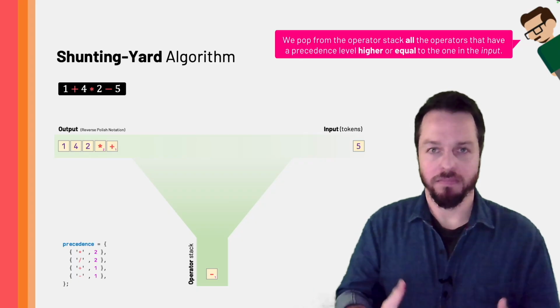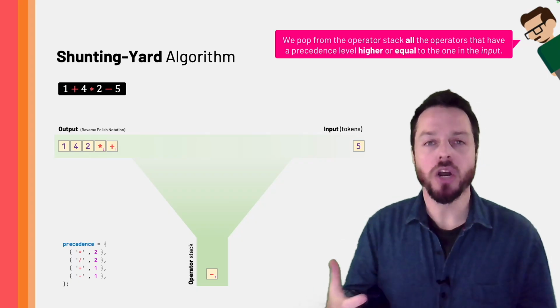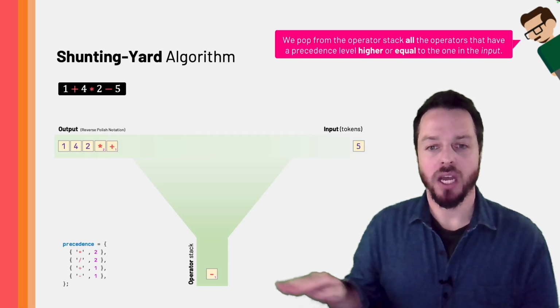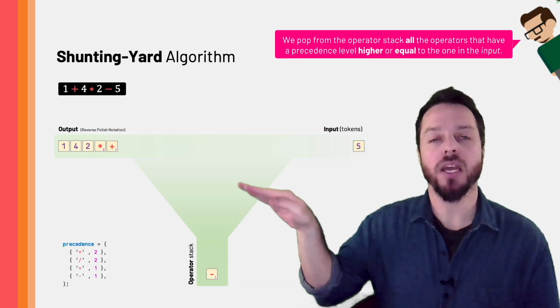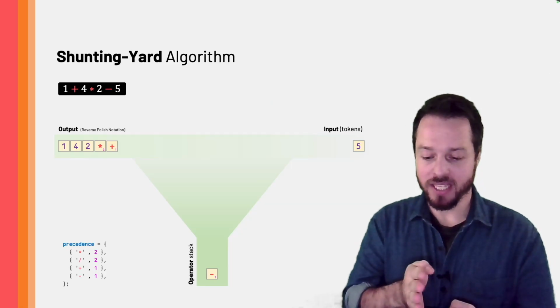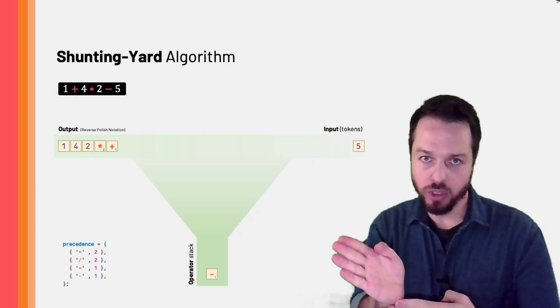This is the base, right? This is the meat of the algorithm. These ideas of looking at the precedence level to decide what goes to the output and when they go to the output. Remember the shunting yard, railroad thing? We decide what goes to the output and what goes to the operator stack.